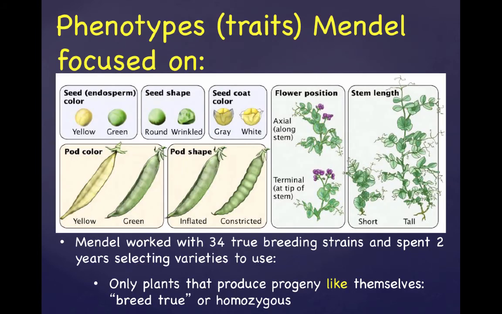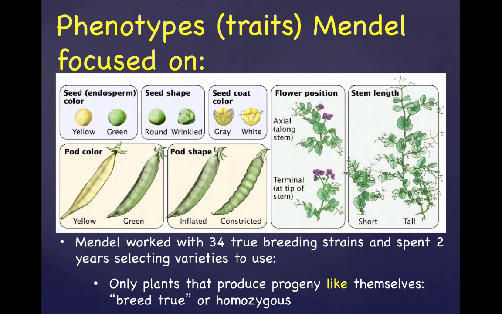The phenotypes that Mendel focused on were seven. Those different traits are shown on the slide: everything from seed color to shape, seed coat color, the flower position, how long the stem was, as well as the pod shape and pod color. Very simple traits, easy to designate.